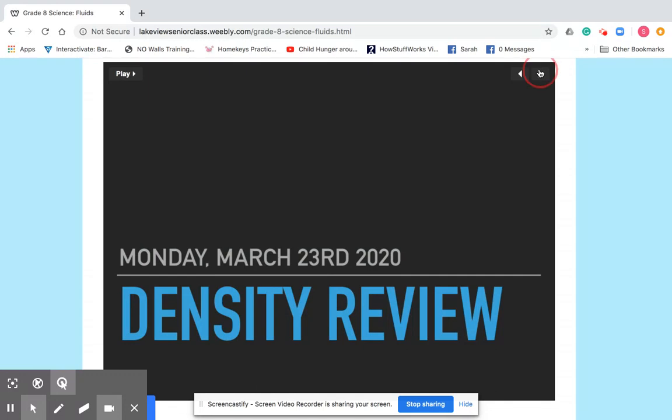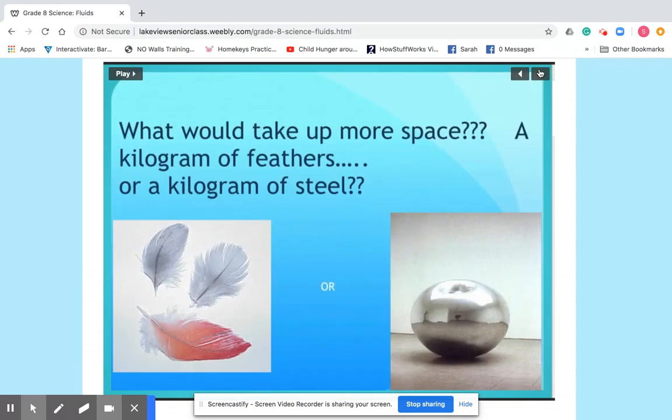Okay, so just moving forward, I have a question for you. What do you think would take up more space if we're thinking of volume? Volume is the amount of space that something takes up. Would you think it would be a kilogram of feathers or a kilogram of steel? Looking at these pictures down here, I have a kilogram of feathers or a kilogram of steel. If you're thinking that the kilogram of feathers would take up more space, you're correct.